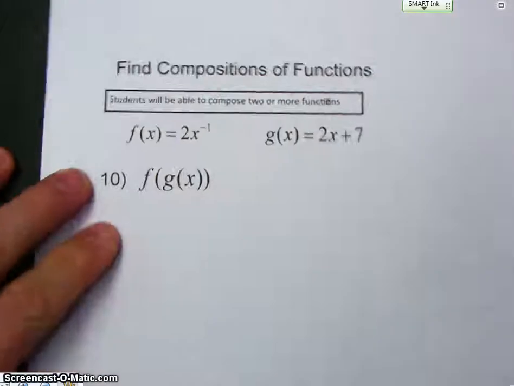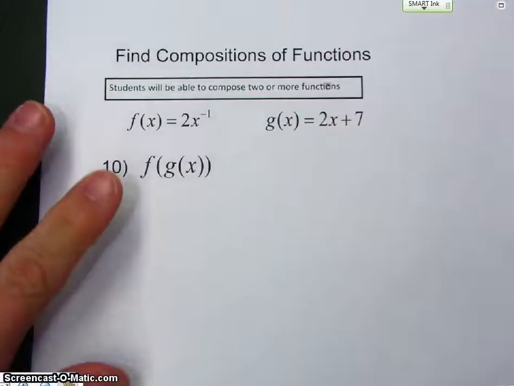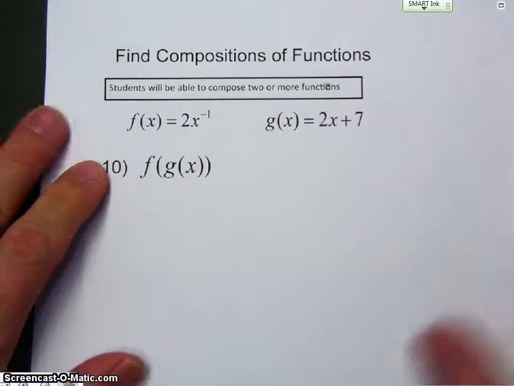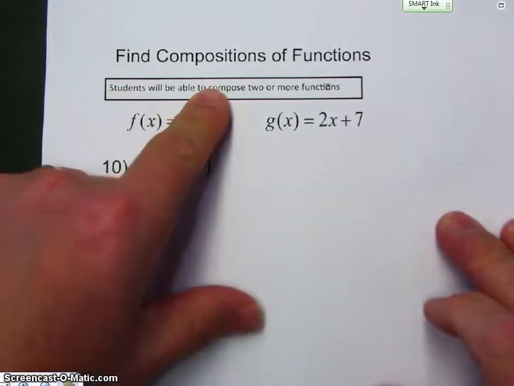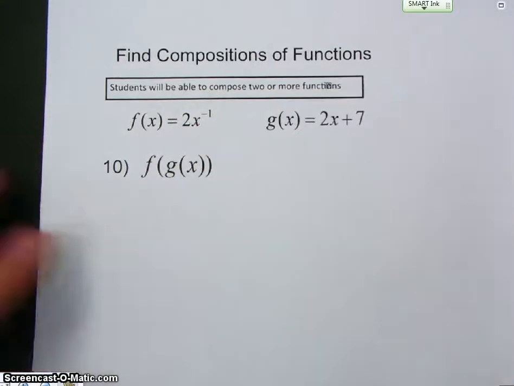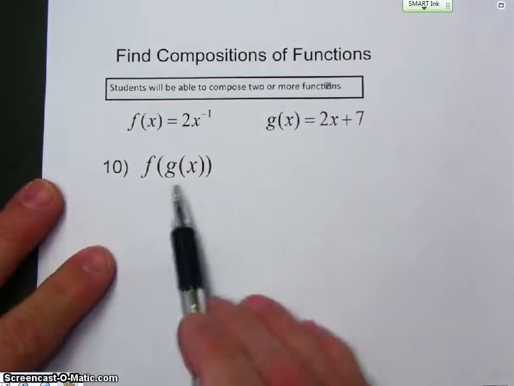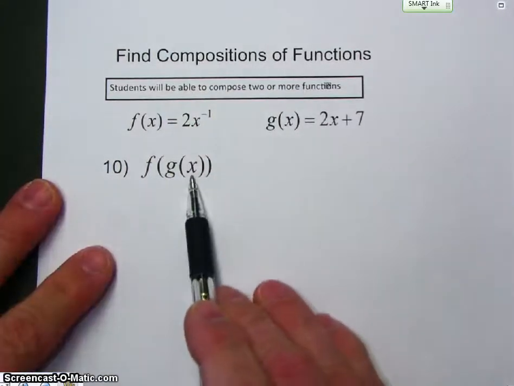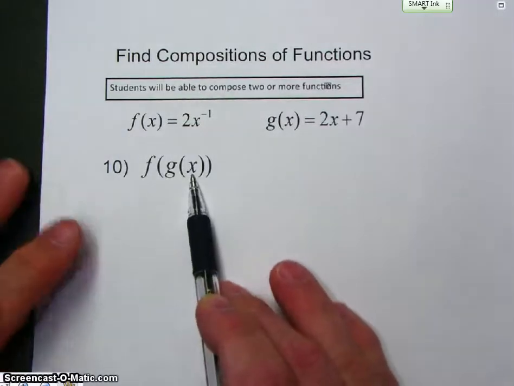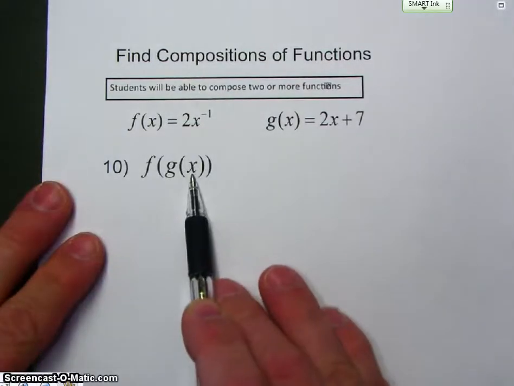All right. Now we're to 6.3. Now we're actually to the objective. Students will be able to compose two or more functions. Right? So what that means is we're no longer evaluating. See, we have x here. We used to have some number like 4, 5, whatever, some value. And now we just have x.